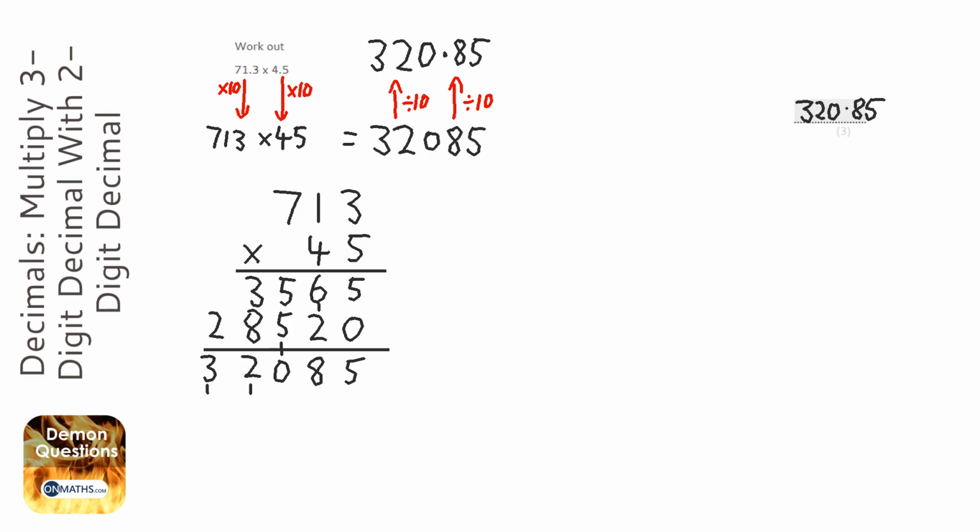And normally you can just check to see roughly whether that's right. So 71 is roughly 70, 4.5 is, I don't know, roughly 5. So 7 times 5 is 35, so 70 times 5 is 350. Well, 320.85 is not far off 350, so we know we've probably got it right.